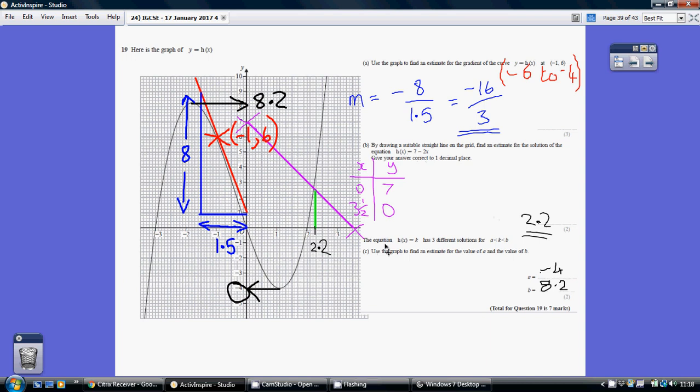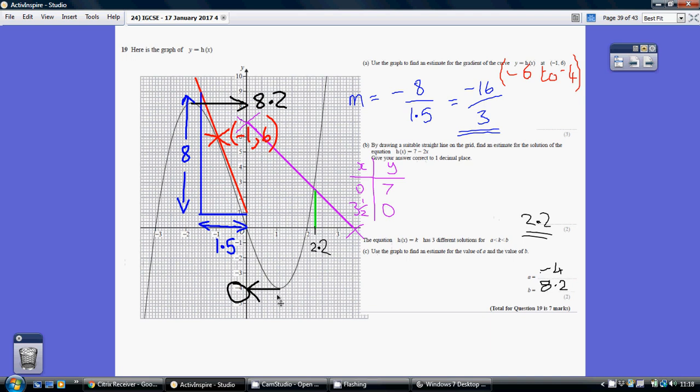Now for part C, we're being told that the equation h of x equals k, so this curve equaling any horizontal line, has 3 different solutions for k between a couple of values. When we're drawing a straight line across, when do we get 3 solutions? Well, we will get 3 solutions if we went across here at minus 2, for example: 1, 2, 3. We would get 3 solutions if we went across at 5, say: 1, 2, 3. So what is the range within which we get 3 solutions?